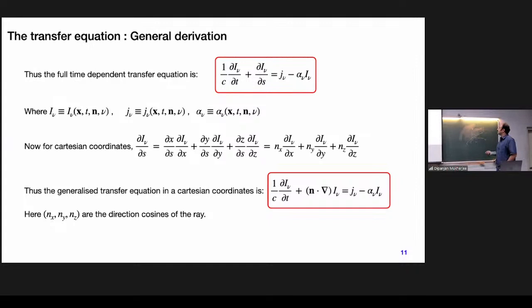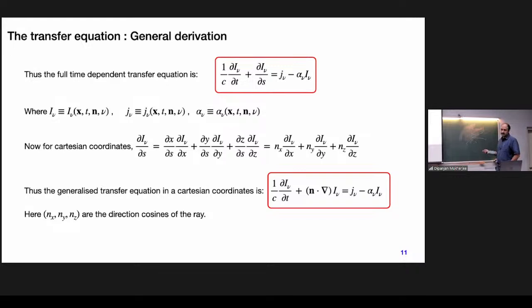So we can rewrite this equation as n_x times del I_nu/del x plus n_y times del I_nu/del y plus n_z times del I_nu/del z. This is nothing but n dot grad I_nu. You all understand what this grad is?